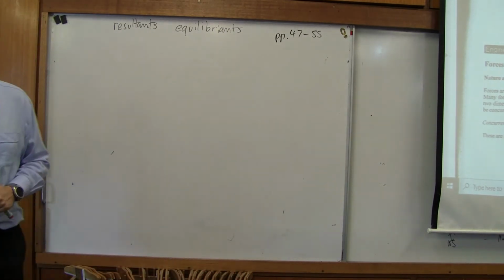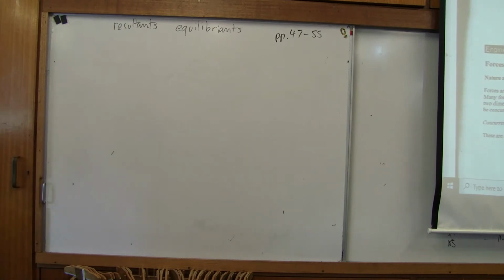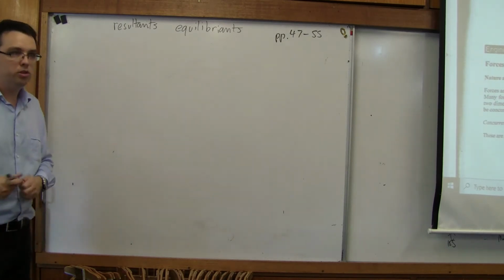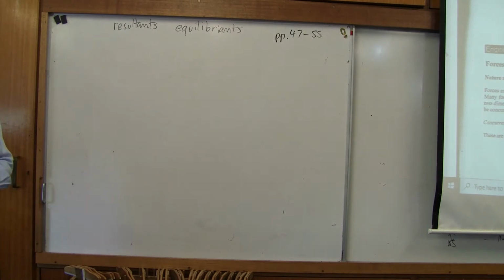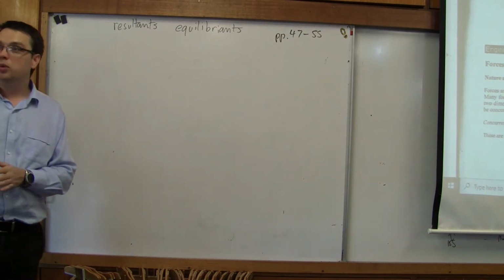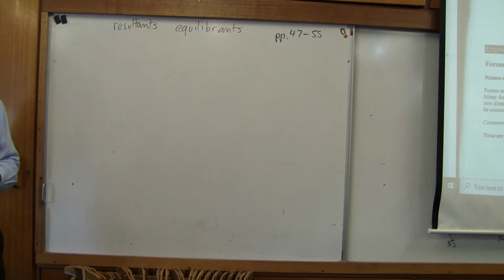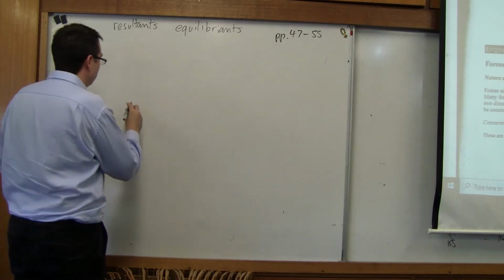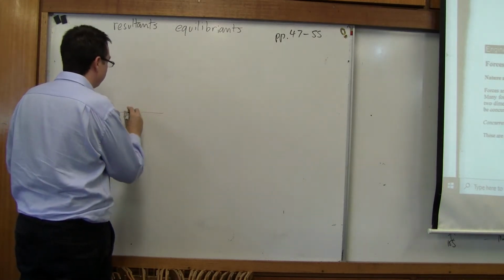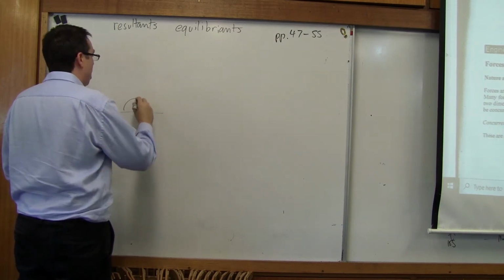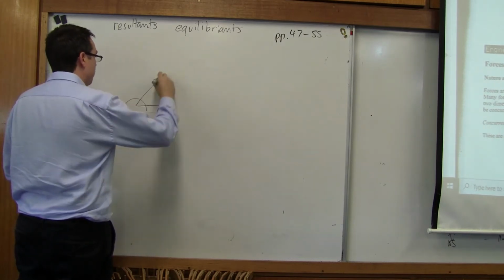Okay, how many minutes that took? 5 minutes to go through those. Okay, now we need to talk about resultants and equilibriums. I talked a little bit about this at the start. Remember, we started at that point and then we worked up to it. Okay. I have three forces.